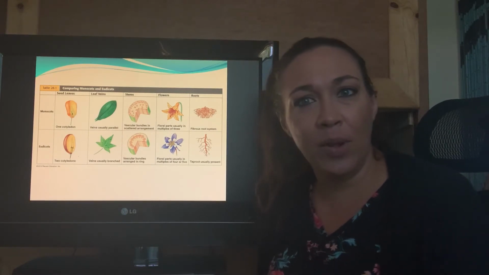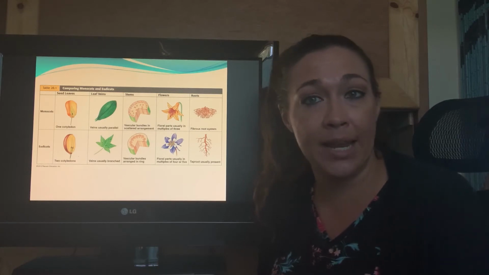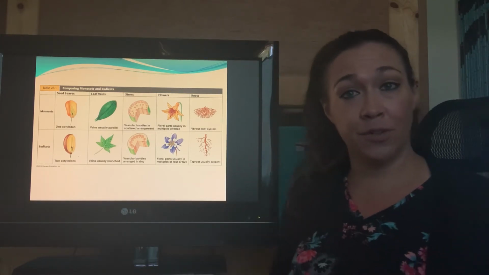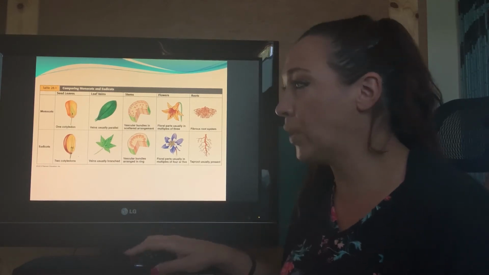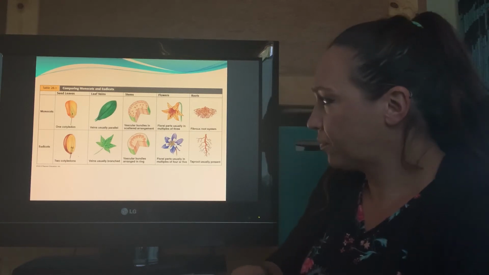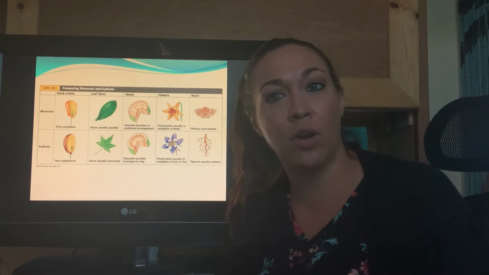Now, just as we learned in the video, there are two different types of angiosperms. So yes, if it is a flower, it is an angiosperm, but there is a monocot and a dicot, and you will have to know the difference between monocots and dicots. So here's a little chart to kind of help you guys out, at least guide you in the right direction. Now, the monocots are on the top, the eudicots are on the bottom. Eudicots are also called dicots.